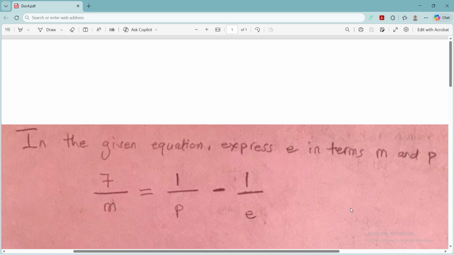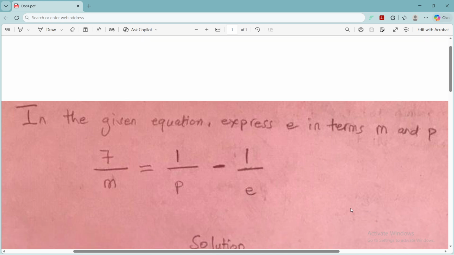In the given equation, express E in terms of M and P, right? So our given equation here is the fraction 7 divided by M equals the fraction 1 divided by P minus the fraction 1 divided by E, right? So let's quickly delve into our solution.